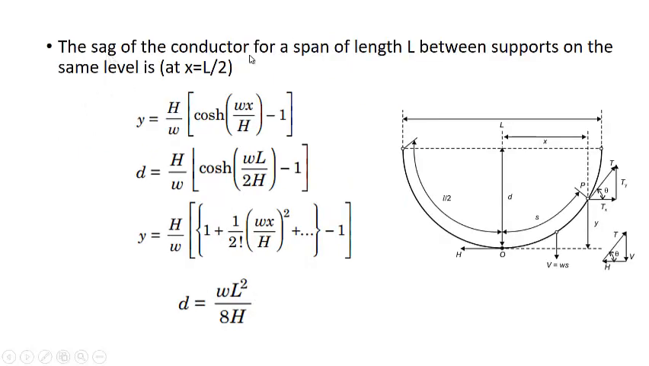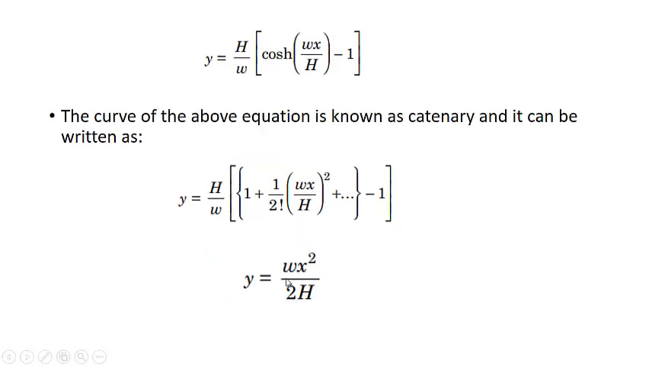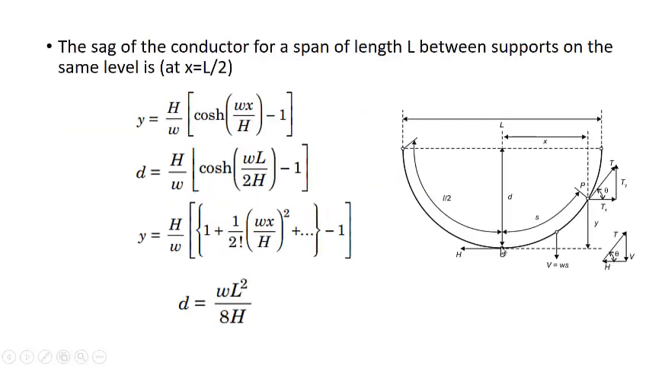Now, the sag of the conductor of span length L between the supports on the same level is at x equal to L by 2. You can see the sag is actually this D. This equation gives us a vertical distance. Here, the vertical distance is 0. As we go from this point to this point, you can see this vertical distance increases. And this vertical distance, or this D, will be at x equal to L by 2.